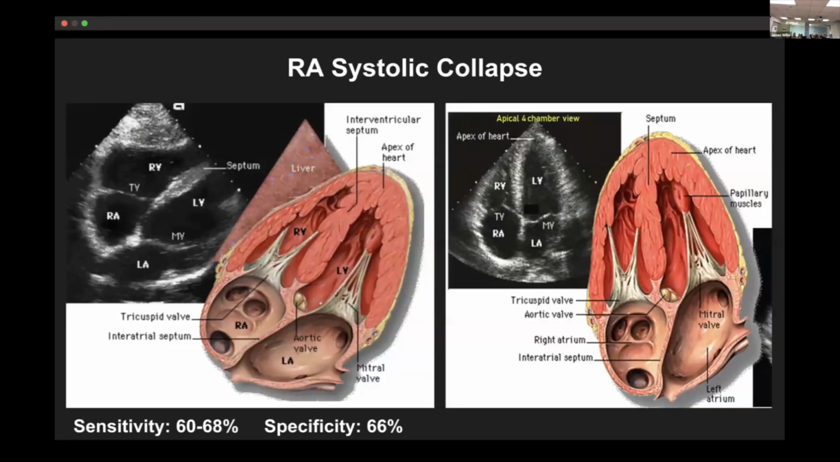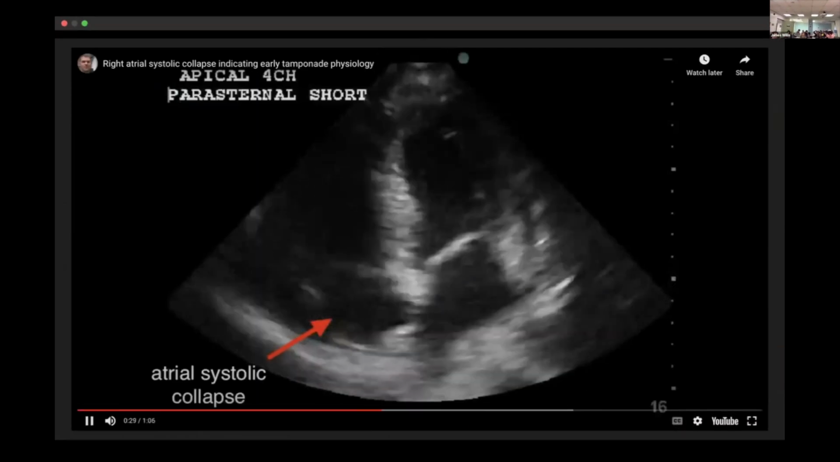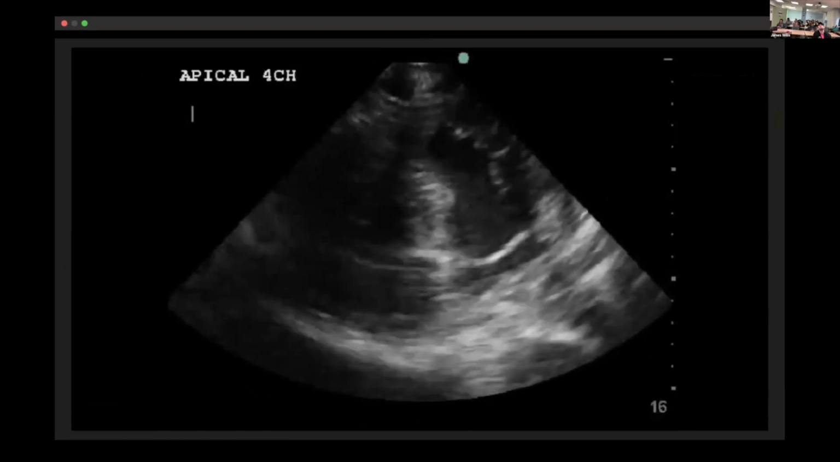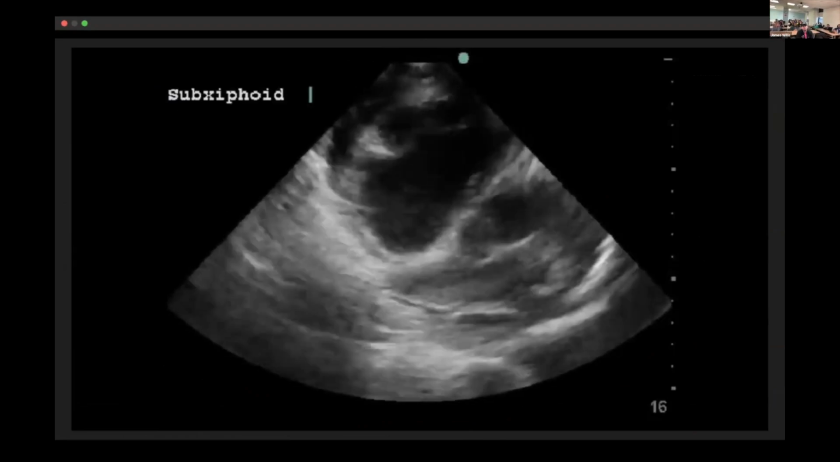RA systolic collapse is the first thing to happen. The RA is the lowest pressure system of all the chambers, so the effusion will impact it first. You're going to find it in your subxiphoid and your apical 4 views. It's when the tricuspid is closed and the RA is filling, and the RA is going to be bowing into its chamber. And then in this video, right here, you see that free wall of the RA pushing in. Same thing here. And then he'll switch over to the subxiphoid view, where you can see it much more clearly. Cool. Awesome.